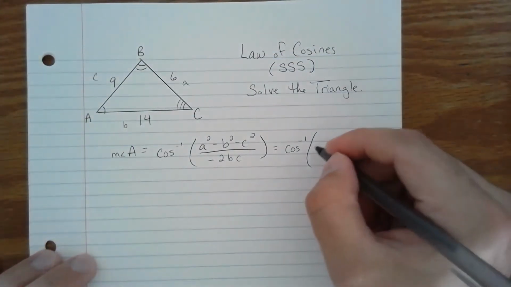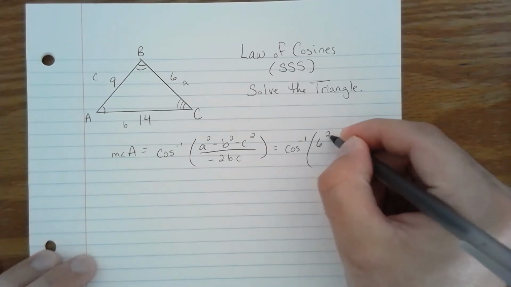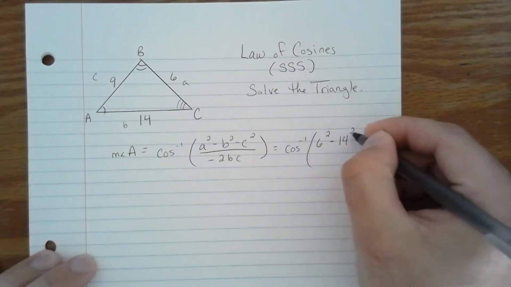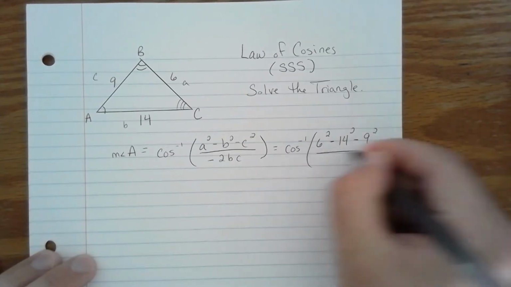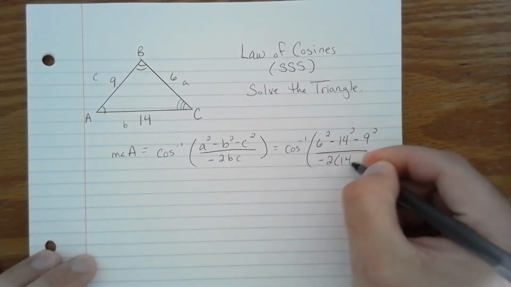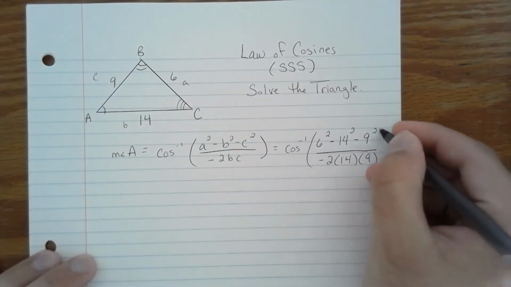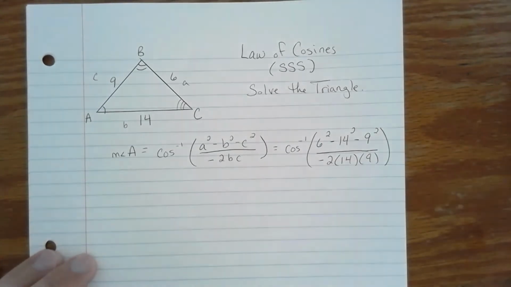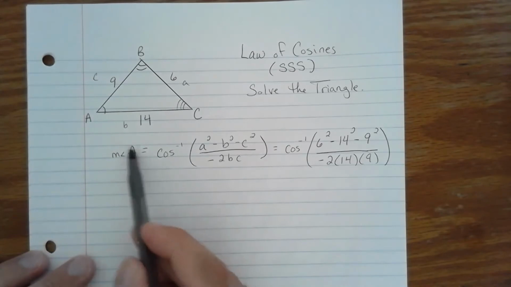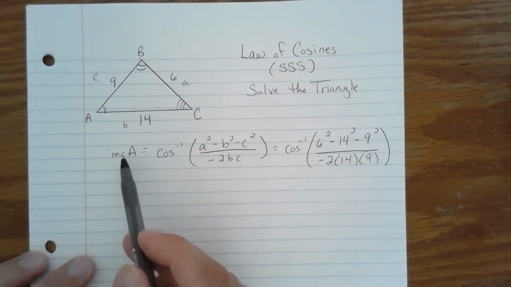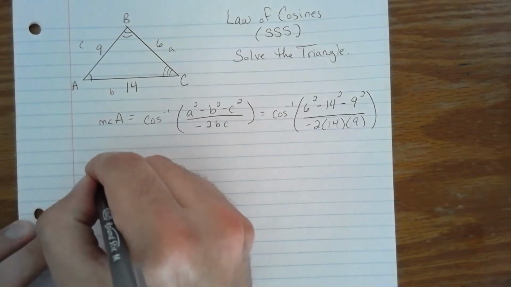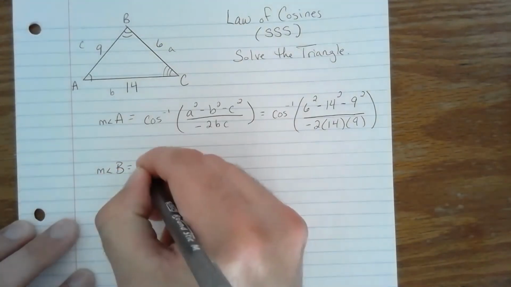So all I'm going to do is plug these values in. We have 6 squared minus 14 squared minus 9 squared all over negative 2 times 14 times 9. That's something we can go to the calculator to find out. What I like to do most of the time, if I know I'm going to use the calculator more than once and my individual components don't rely on each other, meaning I don't need angle A to find angle B, is wait to go to the calculator. I'll just set up the rest of the problem.